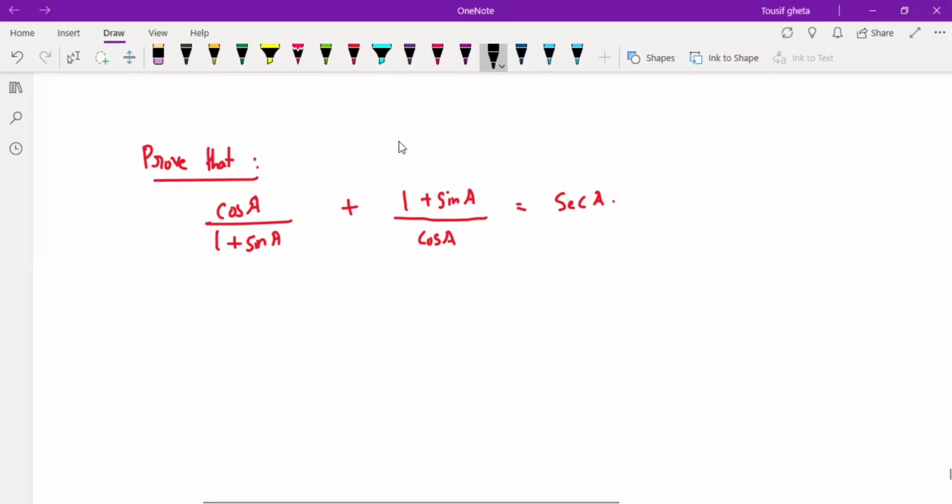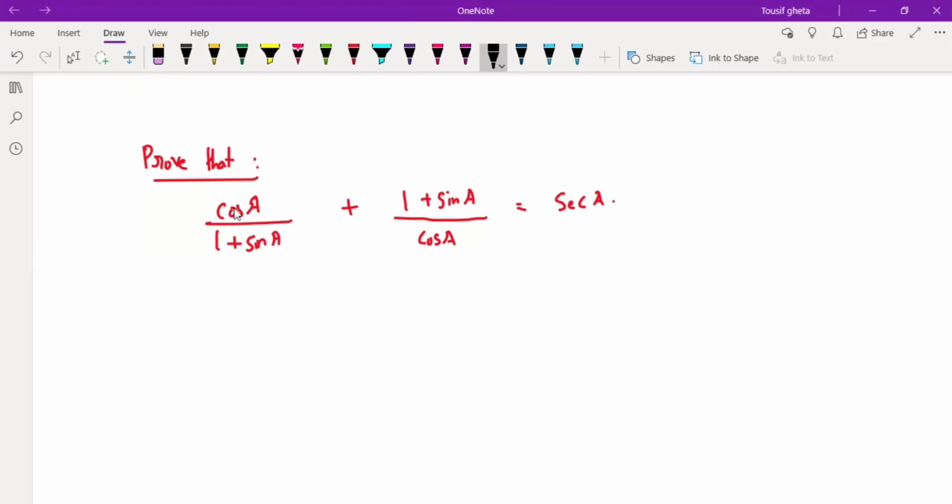Hello students, in this video we are going to solve one of the problems, which is very much important and is taken from the model question paper of class 10 standard. So let us begin to solve the problem which is on your screen.